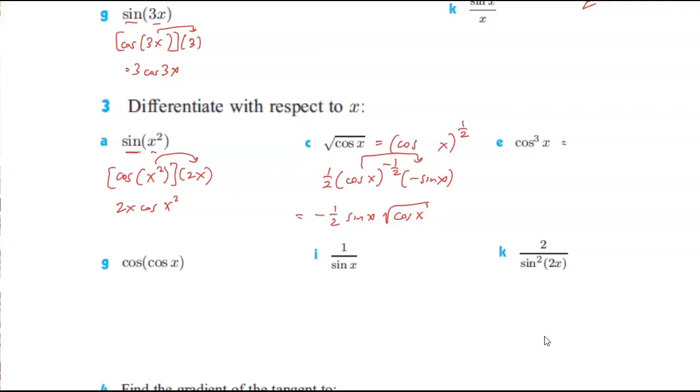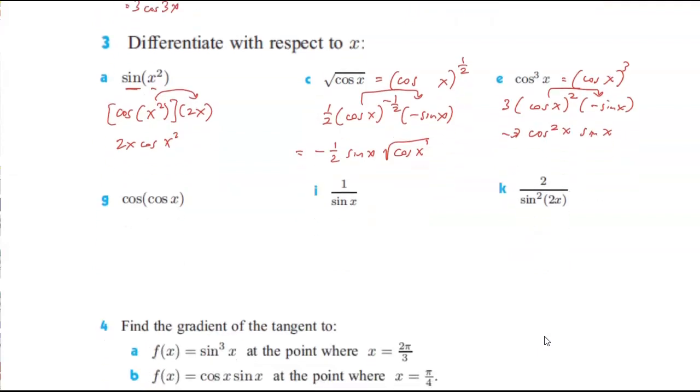Cosine cubed x. Remember, this is the same thing as cosine x quantity cubed. The derivative, we would do power rule. For the outside function cube, we would put 3 cosine x and then squared. And then we would put the derivative of the inside function, cosine x, would be negative sine x. Negative 3 cosine squared x sine x.